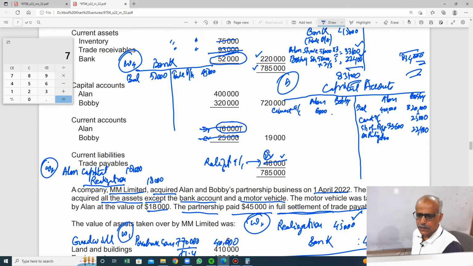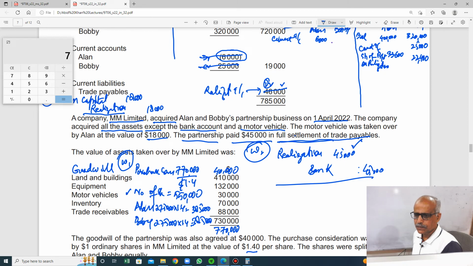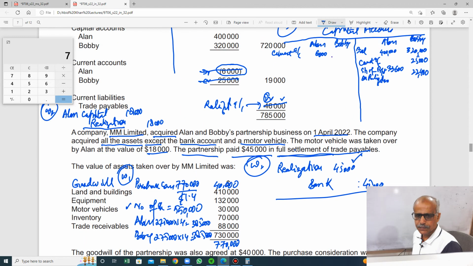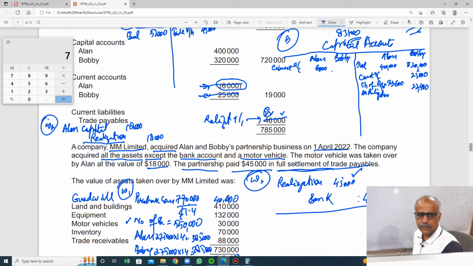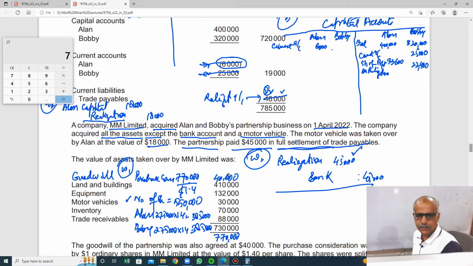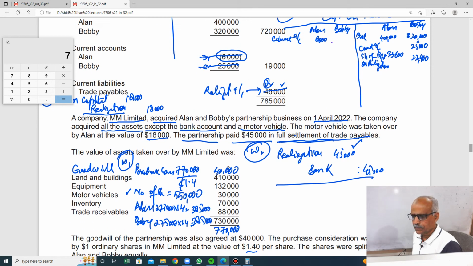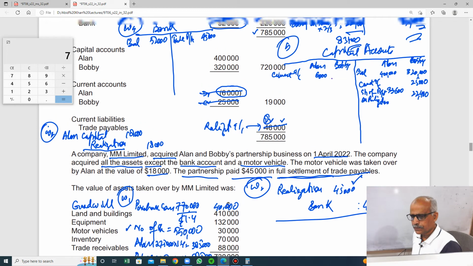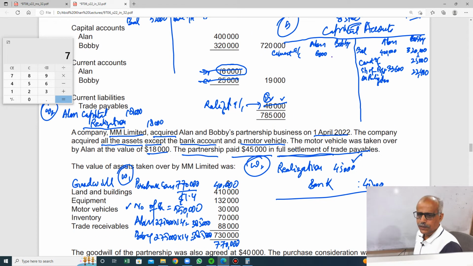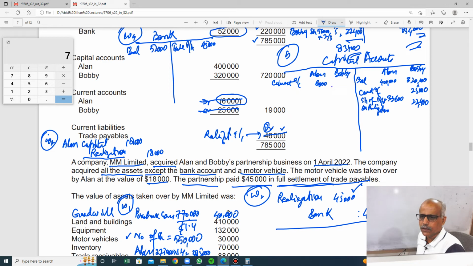Again, Alan has got this. Just 1 minute. Okay, so Alan has, he acquired vehicle, but that vehicle we have already taken in realization account, so nothing is pending here. All things are closed. Now we have to close the capital account and we have to close the bank account as well. So how much are the balances there?